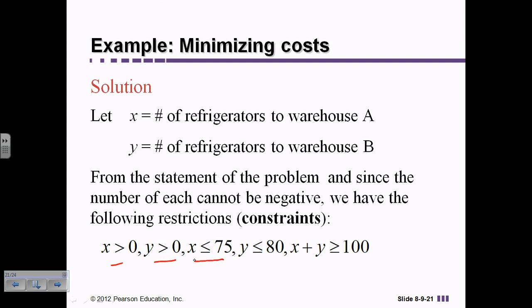X has to be less than or equal to 75. Remember what we talked about. Warehouse A can only hold 100 refrigerators, and they've already got 25 on board. So that means they can only take 75 more. And warehouse B can only accept up to 80. But the number of refrigerators that I ship to A and B has to be 100 at least. So it has to be some number bigger than or equal to 100.